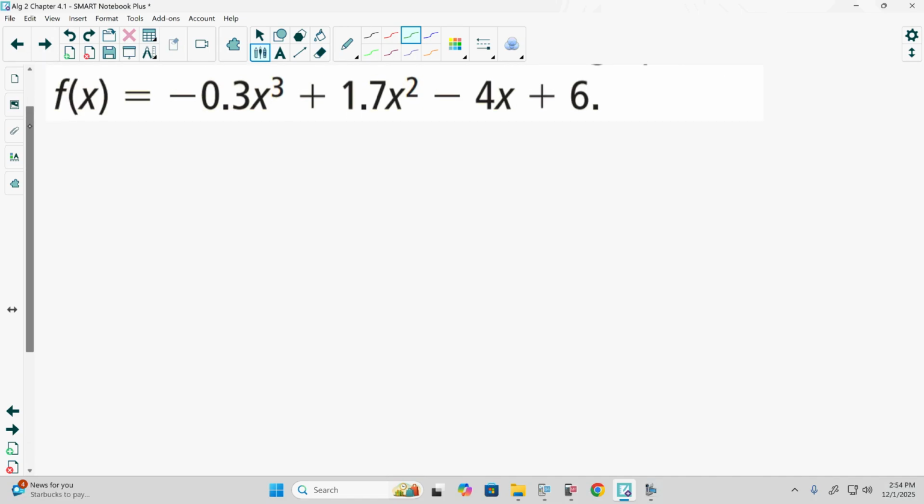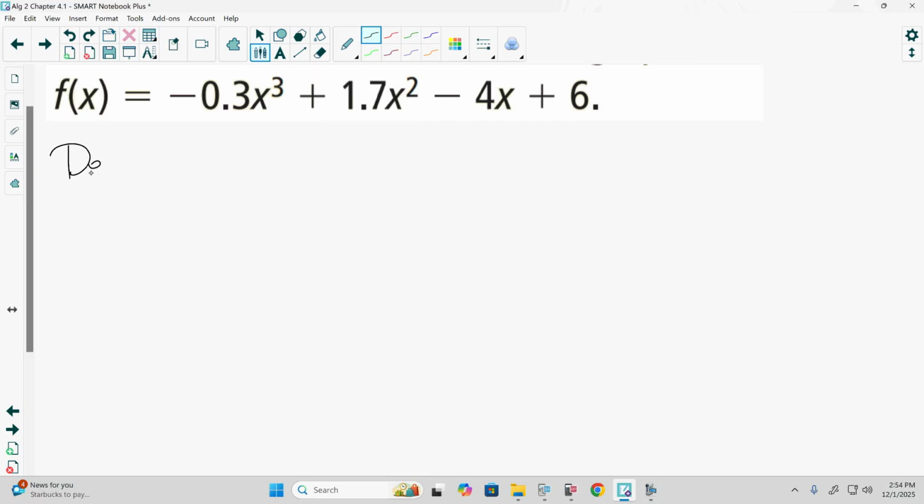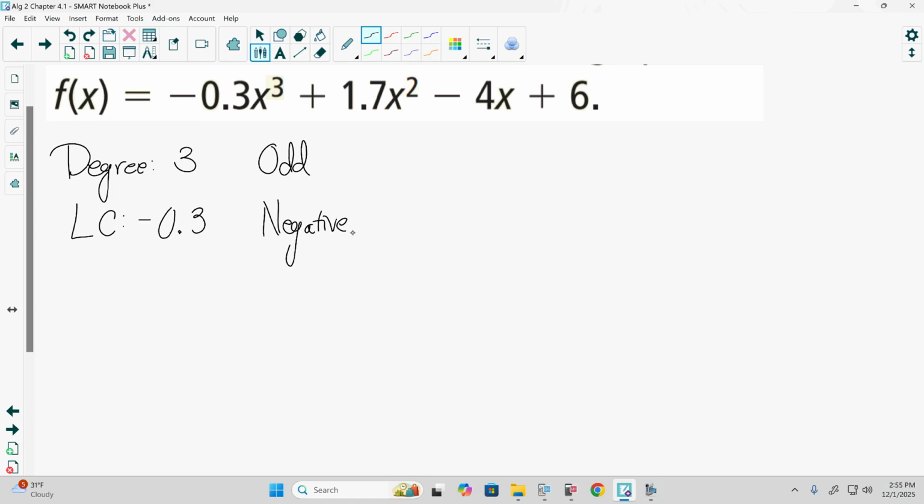Let's look at this next function here: negative 0.3x cubed plus 1.7x squared minus 4x plus 6. What would the degree of this be? 3. What's our leading coefficient? Negative 0.3. Now our degree for this is odd, and our leading coefficient is negative.